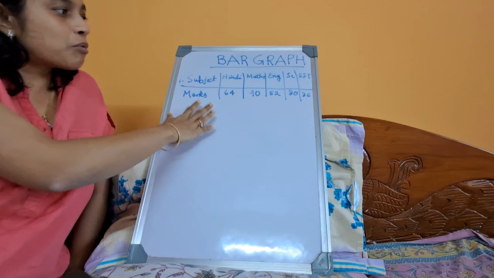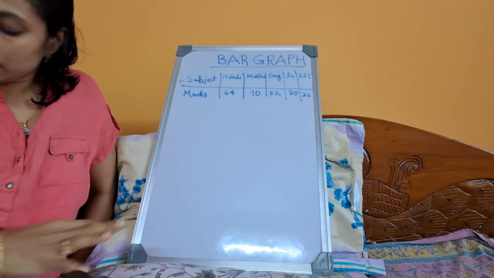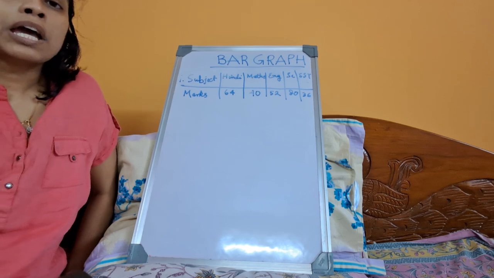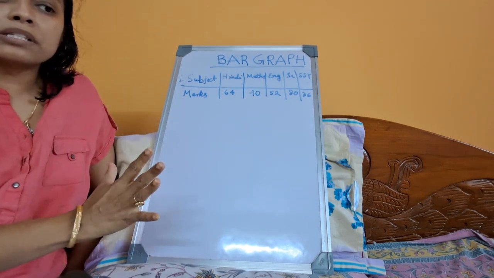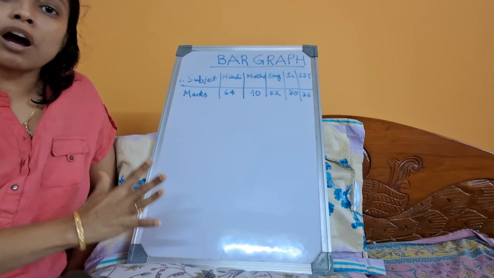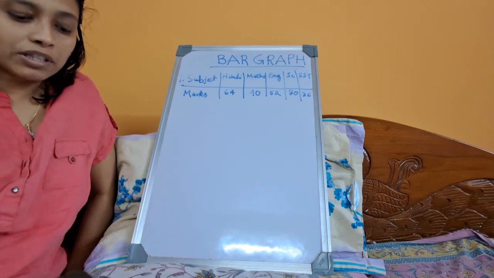Okay, so here what do we have? We have data about the marks scored by a student in various subjects. This we have to represent in the form of a picture. Now how do we do it? With the help of rectangles. So let's start with it.